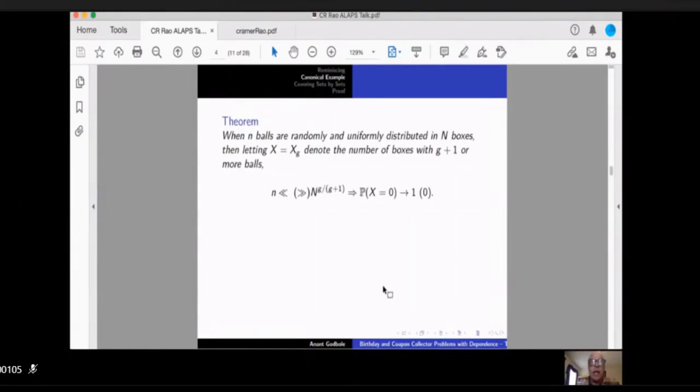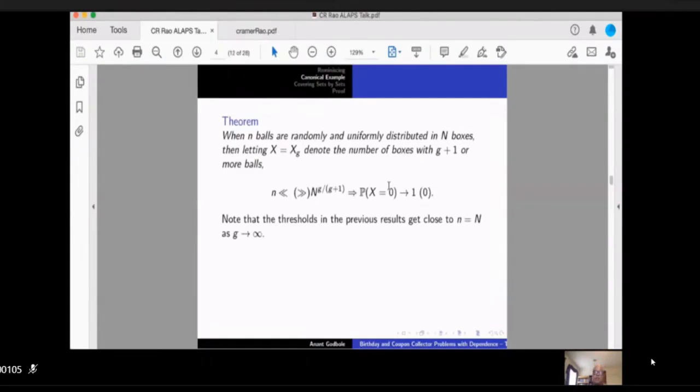So here's the result. When little n balls are randomly and uniformly distributed in capital N boxes, then if you define a random variable X being the number of boxes with g plus 1 or more balls, so when g is equal to 1, you get 2 or more balls, then if n is substantially smaller than or larger than capital N to the g over g plus 1, that tells you the probability that X is equal to 0 goes either to 1 or to 0. I've written this a little bit differently from the birthday problem. So when n is small, the chance that there are no boxes with a large number of balls goes to 1, which is an inverse way of saying what I did on the previous slide.